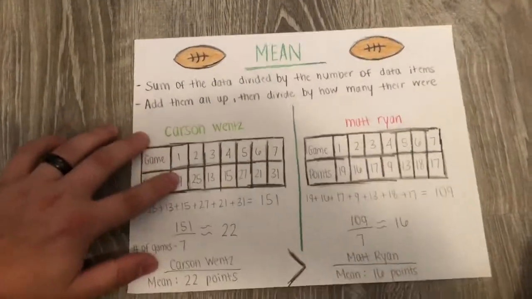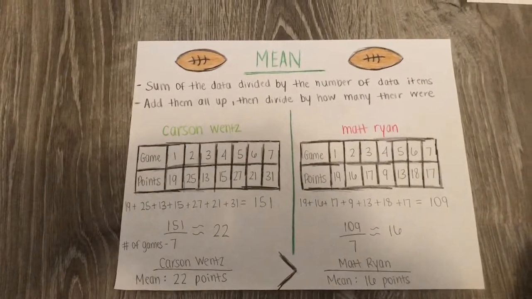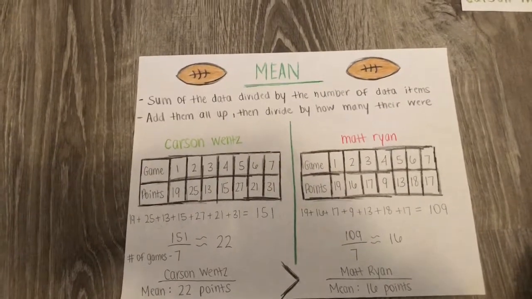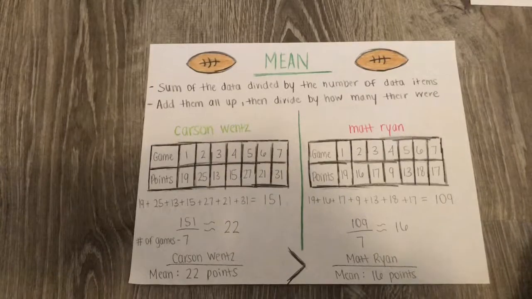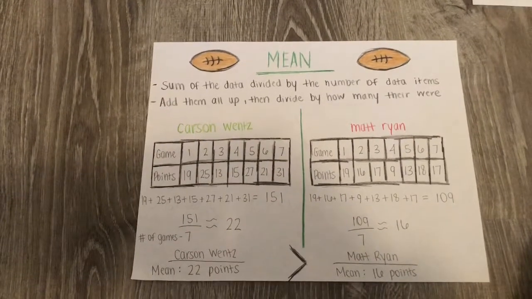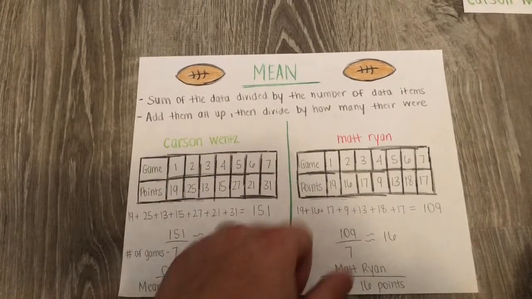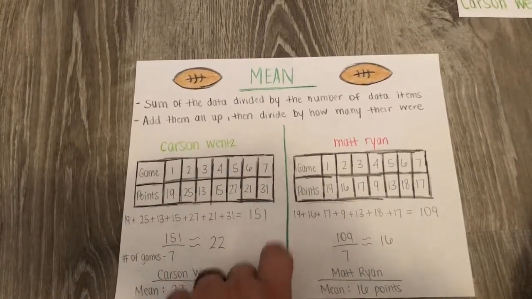Let's take a look at the mean. So, just a reminder, the mean is the sum of the data divided by the number of data items. In other words, we're going to add them all up, then divide by how many numbers there were. So let's take a look at Carson Wentz versus Matt Ryan. Here we have the games for the first 7 games that the player played last year. Here we have their fantasy football points.